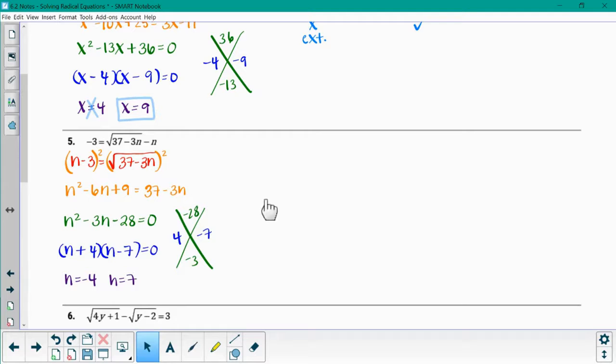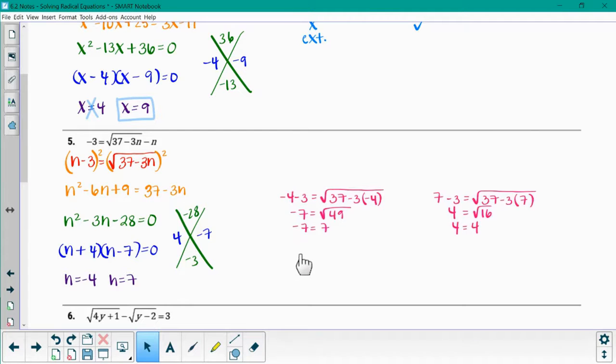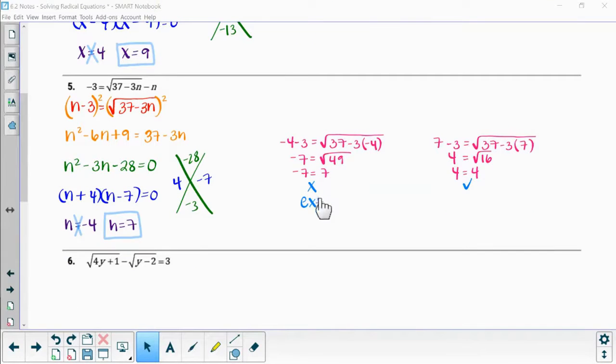Going to plug both of these into the original equation. Now the -4 results in -7 is equal to +7, which is not true. So this is going to be an extraneous solution. And the +7 results in 4 equals 4. So my n equals -4 is an extraneous solution, and my n equals 7 is a solution. So I crossed this one out, and I boxed n equals 7 as my only solution to this problem.